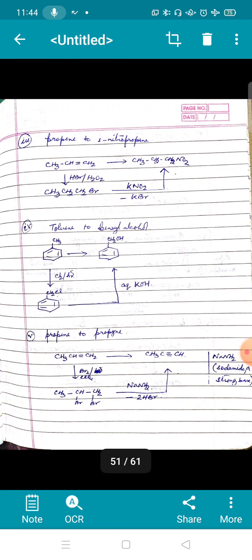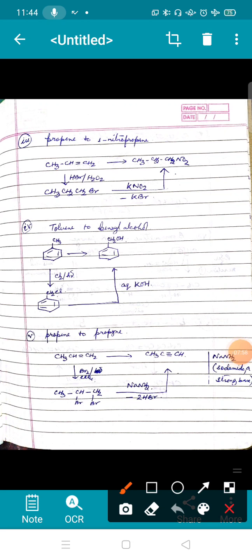Next is propene to 1-nitropropane. So what is the difference? Prop means 3 carbons, ene means double bond, so we write the structure of propene, and then the product is 1-nitropropane. In the 1 position we have a nitro group and the number of carbons remains the same, so it is neither a step up nor a step down reaction. But the change is that the alkene got changed to an alkane with a substituted product, that is nitro.